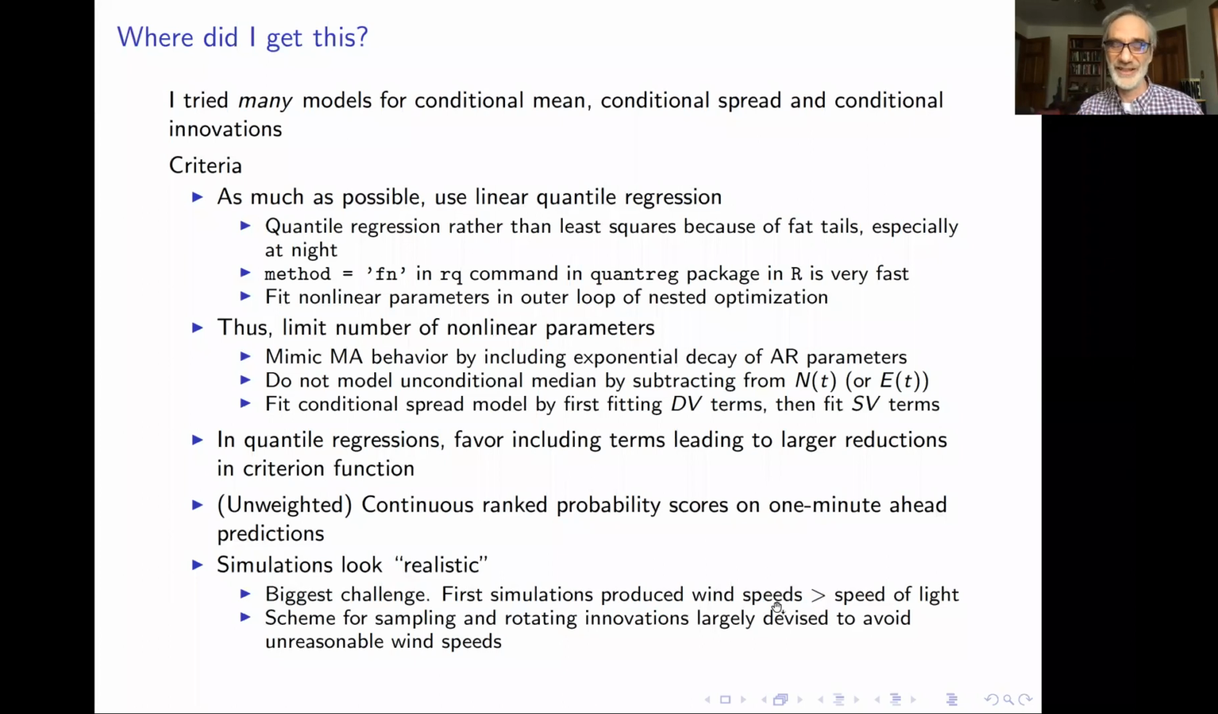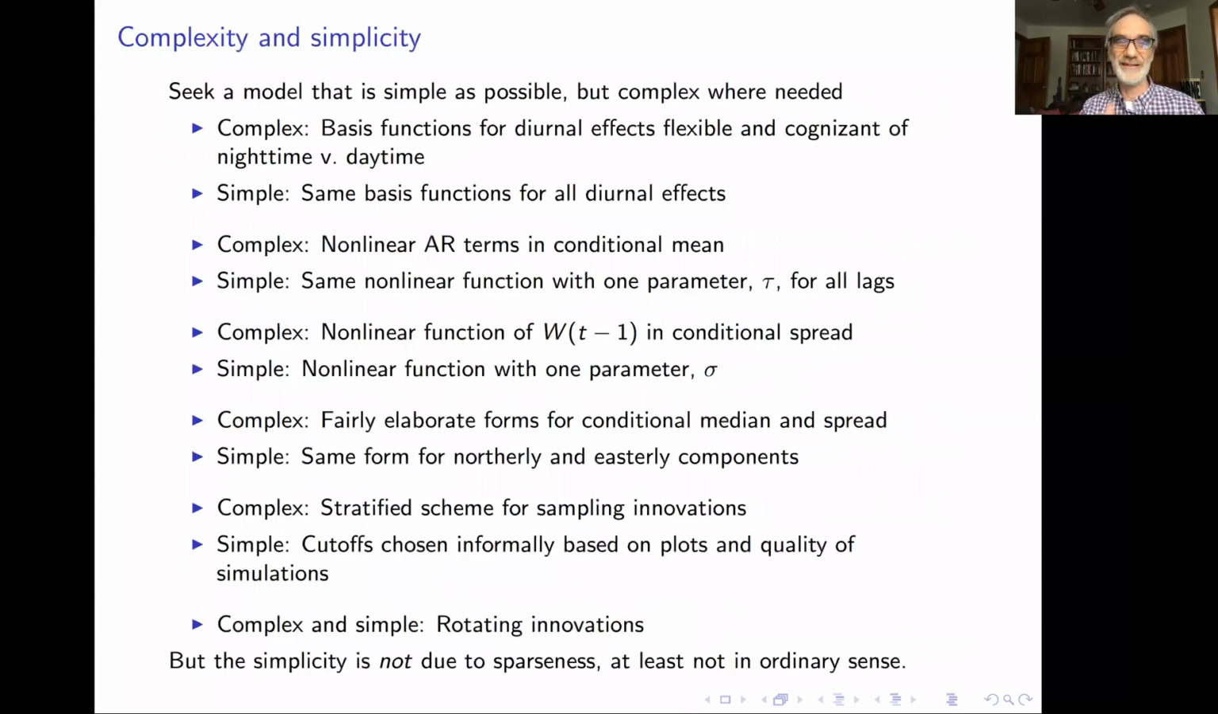It's what happens when you have these kinds of complex models with very strong short range dependencies: if the model's even a little bit wrong, it produces the weird thing. So that very elaborate innovation distribution sampling scheme is meant to avoid producing unconditional simulations with crazy wind speeds.